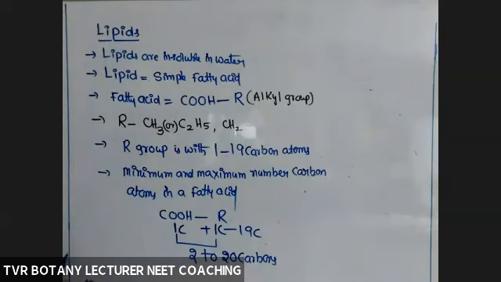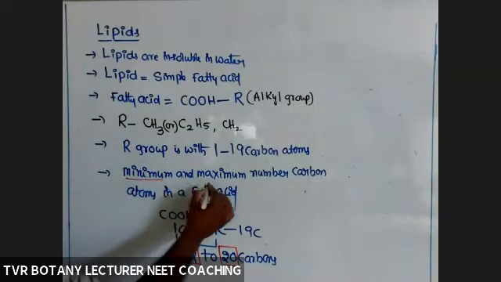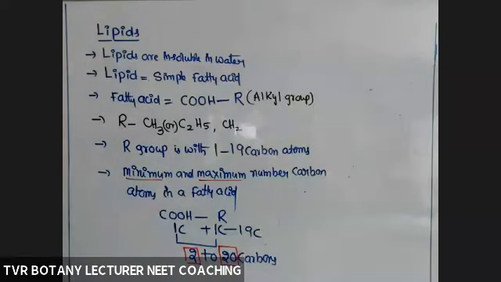So carboxylic carbons, how many? 1 only. 1 plus the R group, represented by 1 only, for example. So the minimum number of carbon atoms is 1 plus 1. Maximum R group is 19, plus the carbon atom present in the carboxylic group, 1 plus 19, 20. So 2 to 20 carbon atoms, the minimum and maximum number of carbon atoms present in a fatty acid. Okay, is it clear? Now take this part, copy it.